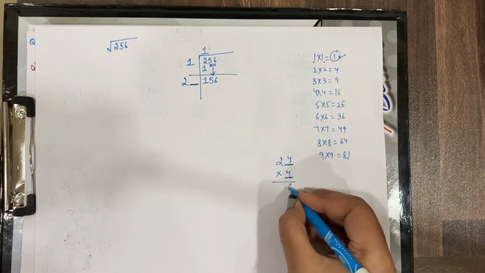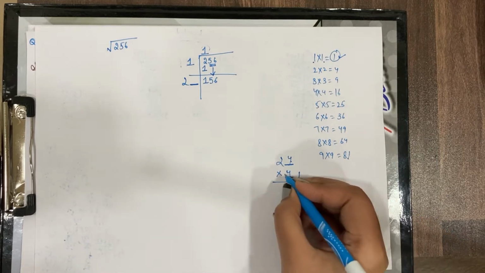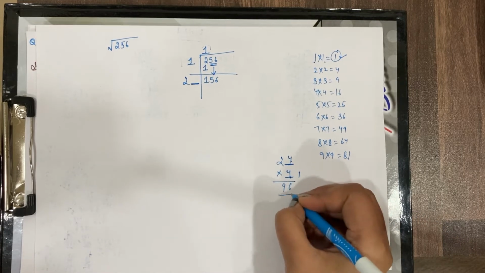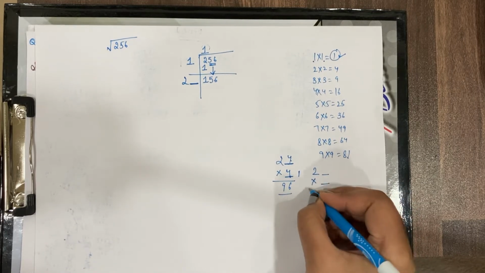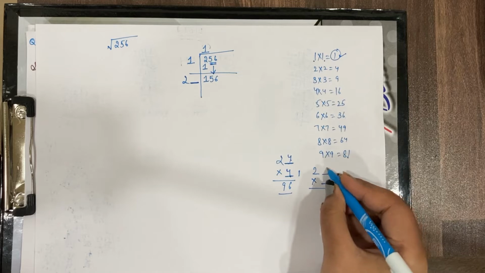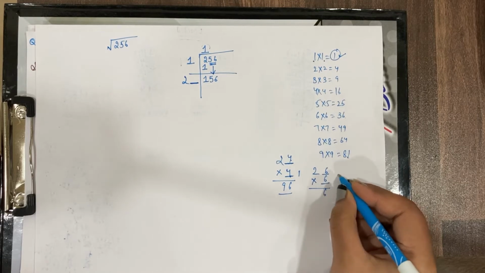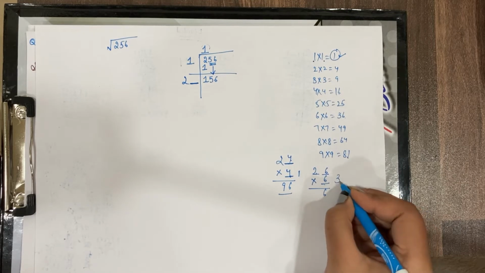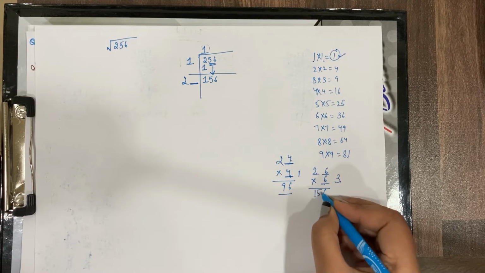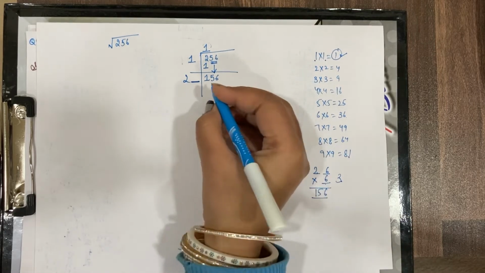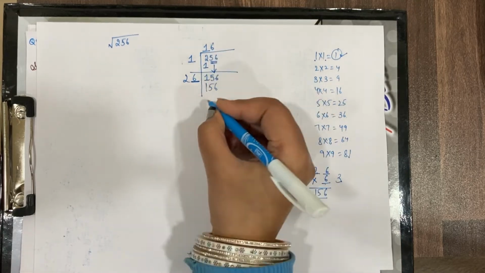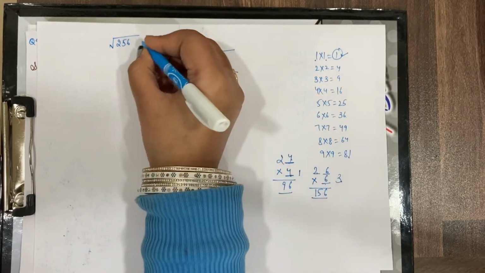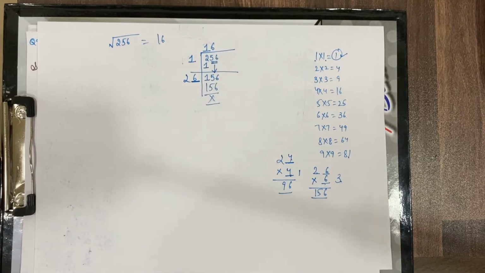4 4s are 16, 4 2s are 8, 9. It is too small. Now I will write a number 6 on both sides. 6 6s are 36, 6 2s are 12, 12 plus 3, 15. Yes, it is the number. 6 here and 6 here. So root 256 is equal to 16.